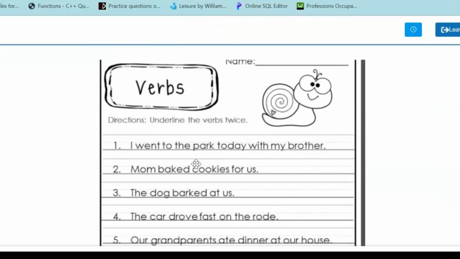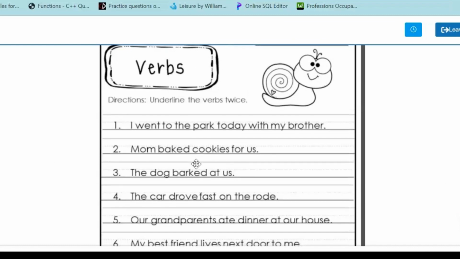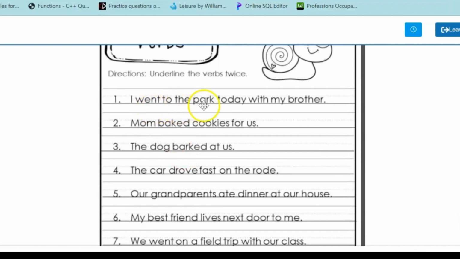Next one is an exercise given for practice where you have to identify the verb. Underline the verbs twice. I went to the park today with my brother. So which is the verb here? I went to the park today with my brother. So what is the action done? Went. It's in the past form. So this is the verb here, not I.